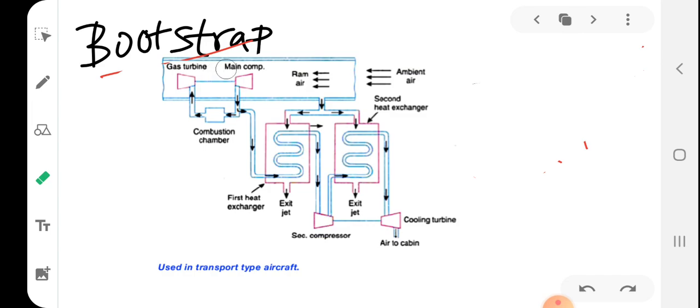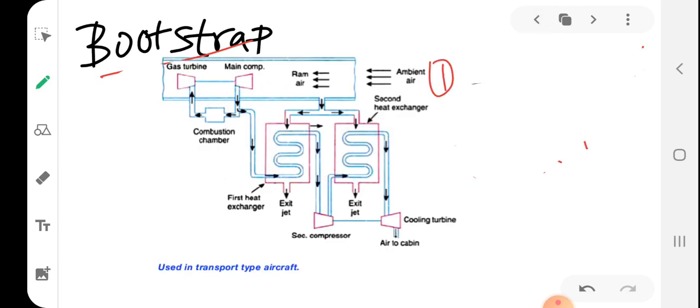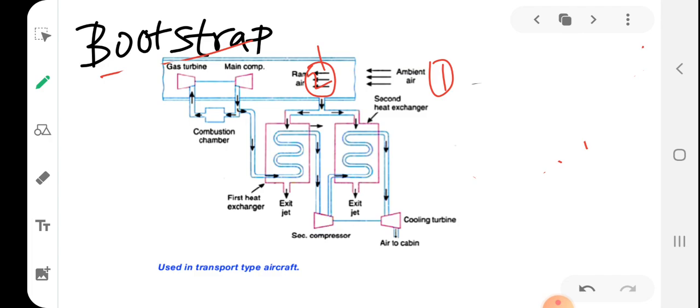So we can see the T-S diagram for this particular bootstrap system. Students, you can see here 1 to 2, what happens? Ramming. This is ambient air, and 1 to 2 ramming takes place. Actually, the ideal process for ramming is isentropic, but since the actual process is irreversible, only 2 dash is possible. 1 to 2 is not possible, only 1 to 2 dash. So this rammed air will have the properties of 2 dash.